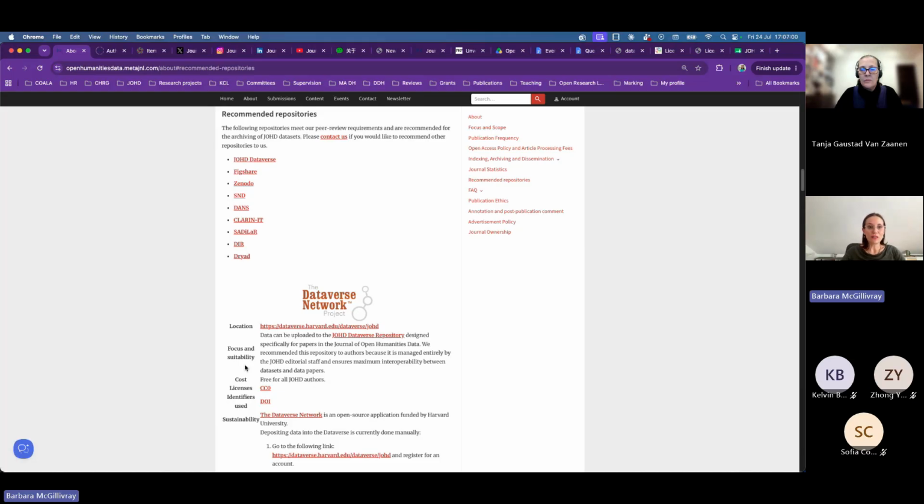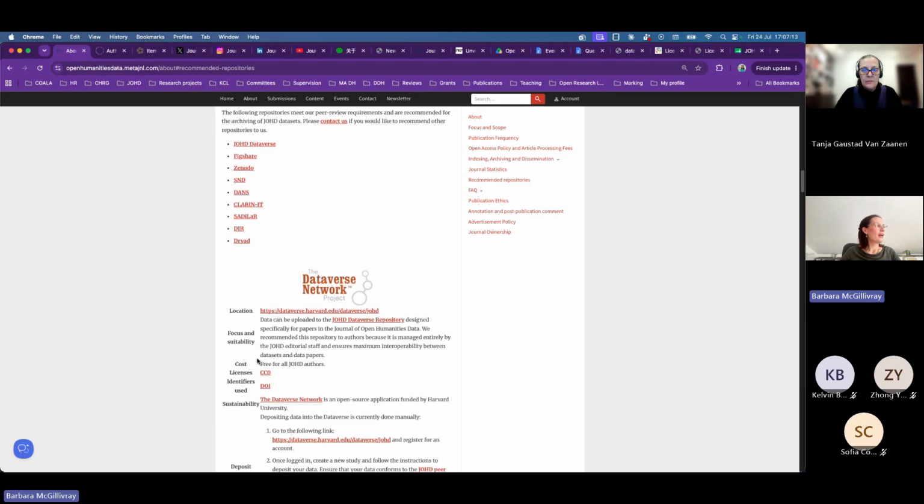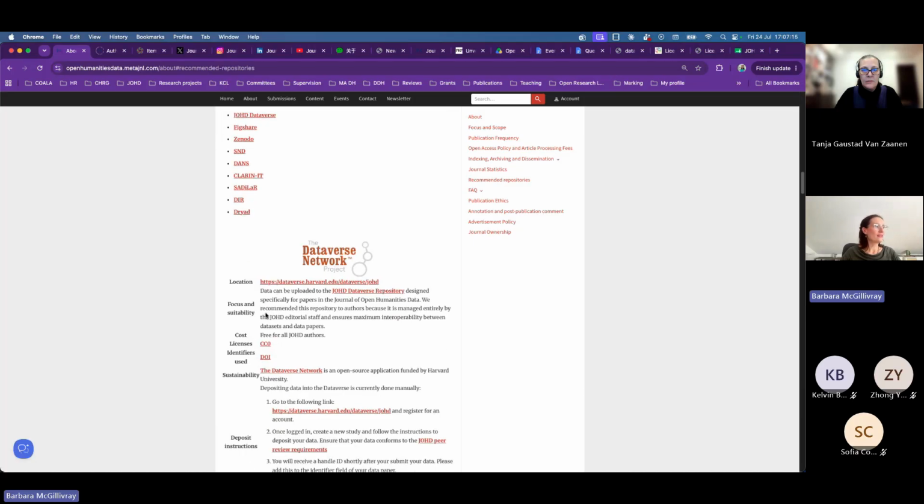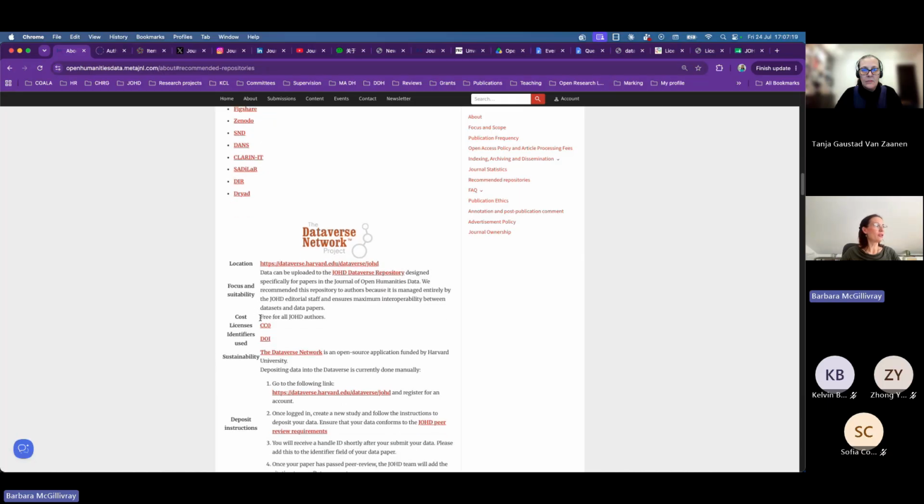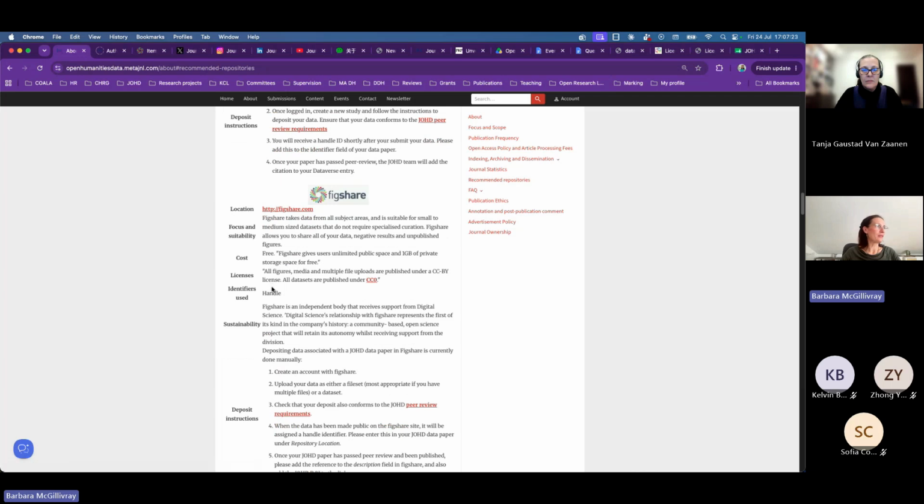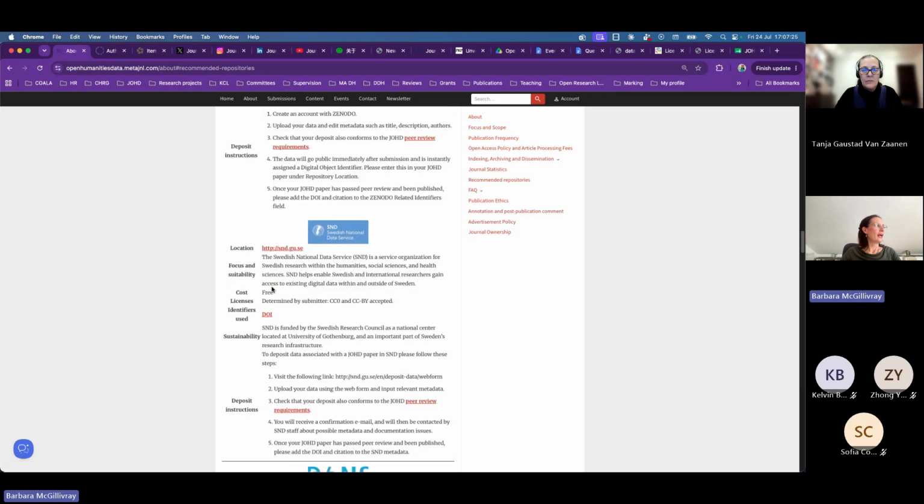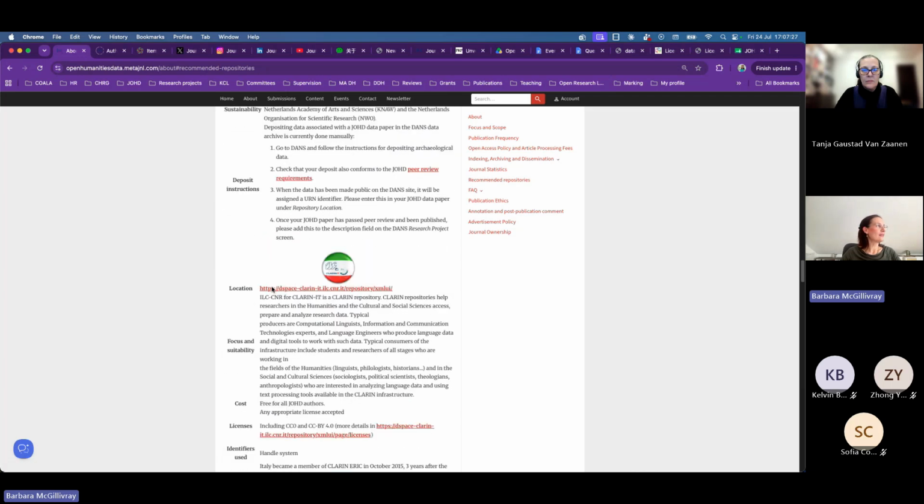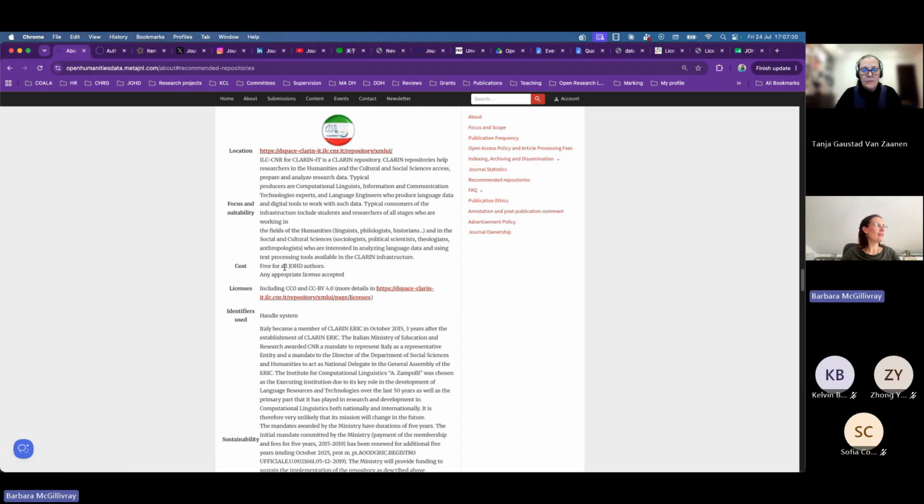This list is not exhaustive, so you can use other repositories. If your institution, for example, has a repository that you need to use, of course, do that. But these are generic ones. Dataverse has an instance for JOHD, so you can use that, but you can also use other ones like Figshare, Zenodo. And we also have Cellular here, DANS, one of the CLARIN repositories.